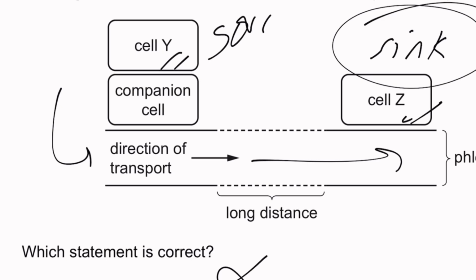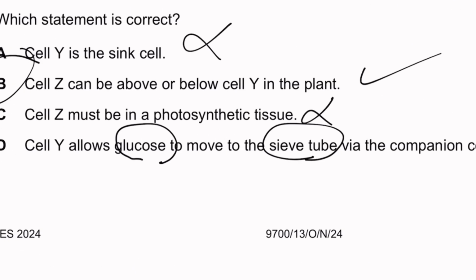Allows glucose to move to the sieve tube via the companion cell. I suppose, yes, glucose could move from the companion cell to the sieve tube, but what's mostly being translocated is actually sucrose, not glucose. So I think the most correct answer is B. And cell Y allows glucose to move to the sieve tube via the companion cell. I feel like it's just a little too simplified for my liking.